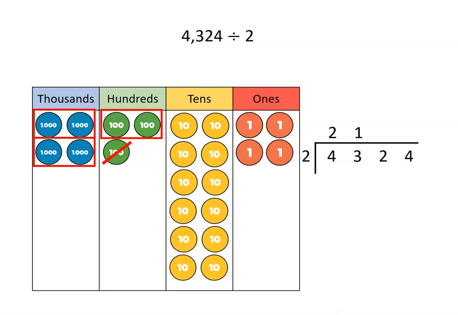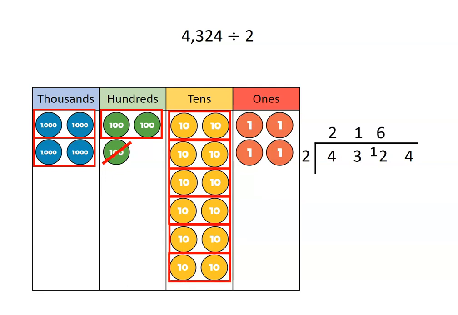And we need to show that in our calculation as well, in our short division. So we just show it as a little 1 next to the 2 there, showing that now we've got 12 tens instead of 2, where we've exchanged that 100 that was left over. And now we can do the same thing. How many groups of 2 can we make from our 12 tens? Well, we can make 6 of them. So we're going to write that above our tens, our 12 tens there. And then we come to our ones at the end. How many groups of 2 can we make from our 4 ones? There's 1, there's 2, and we're going to write that above our 4 ones.